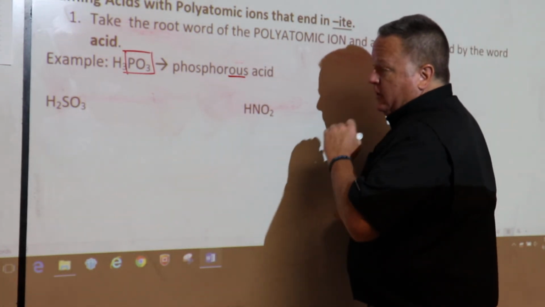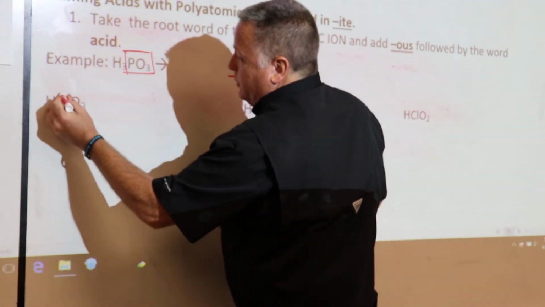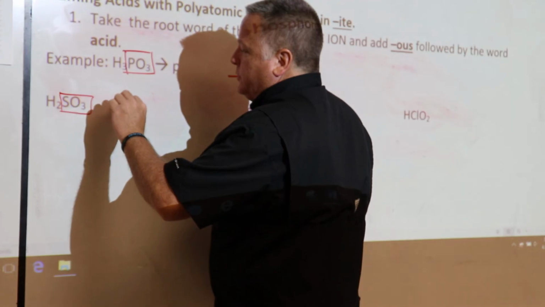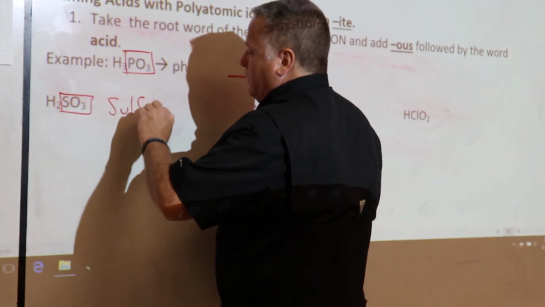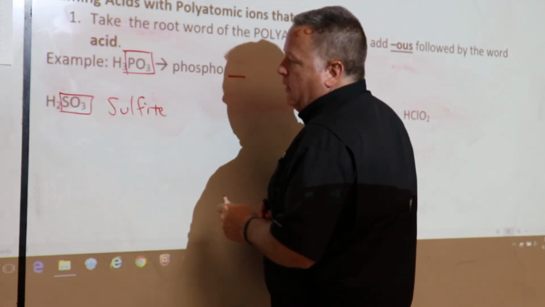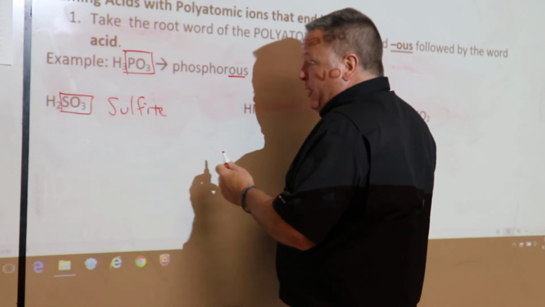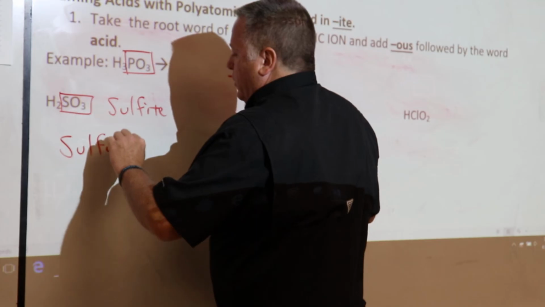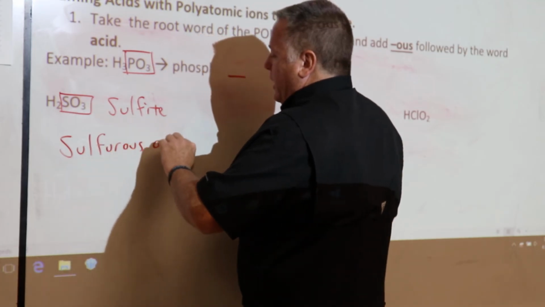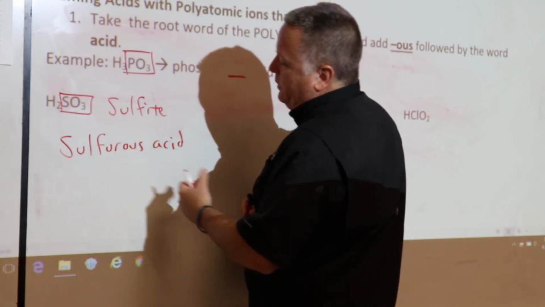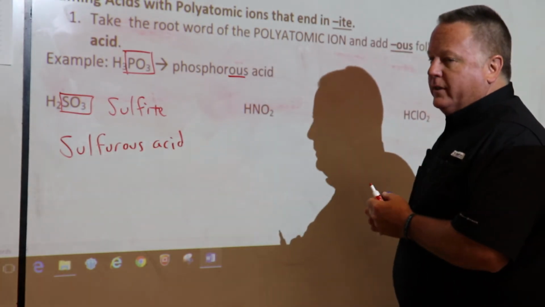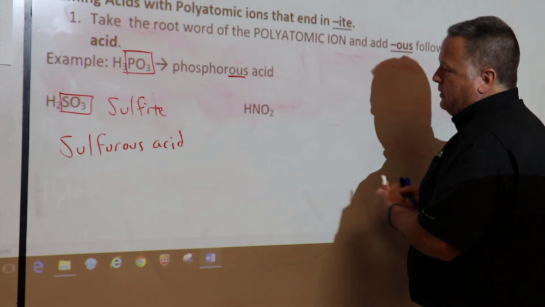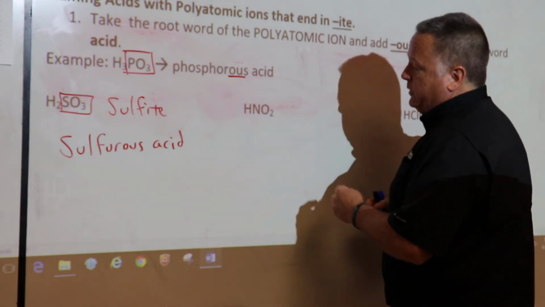Phosphorous acid. All right, this next one, SO3. We'll do it together. SO3 is called sulfite. So when we change the name of it, it becomes sulfurous acid. Again, we're adding a little extra syllable. If you called it sulfous acid, you would be fine, but we actually would call it sulfurous acid. Just kind of one of those odd chemistry things.